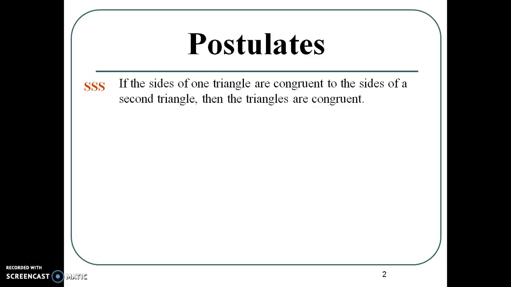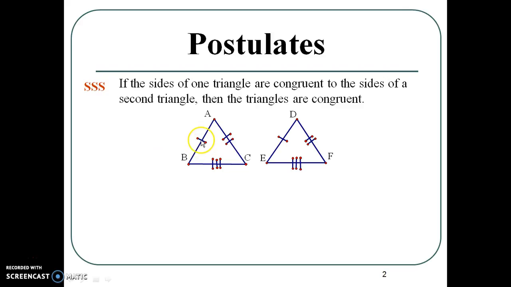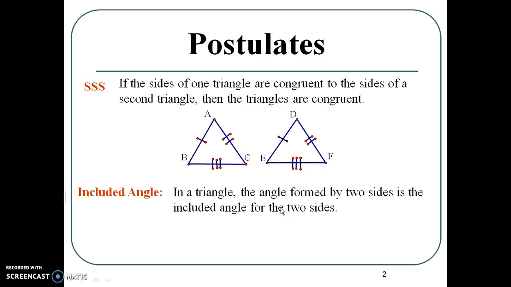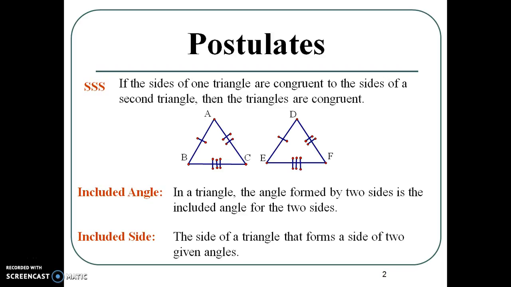First, the postulates. You have side, side, side, which states that if the sides of one triangle are congruent to the sides of a second triangle, then the triangles are congruent. So you can see the markings, this side to this side, this side to this side, and this side to this side. The definition of included angle is, in a triangle, the angle formed by two sides is the included angle for the two sides. And the included side would be the side of a triangle that forms a side between two given angles.